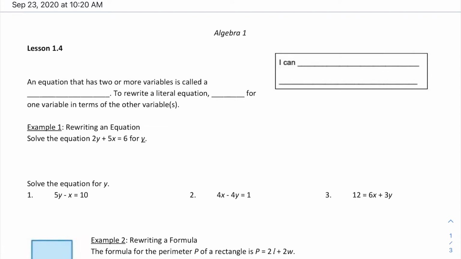Okay, so in this lesson we are talking about rewriting equations and formulas. So I can rewrite equations and formulas.